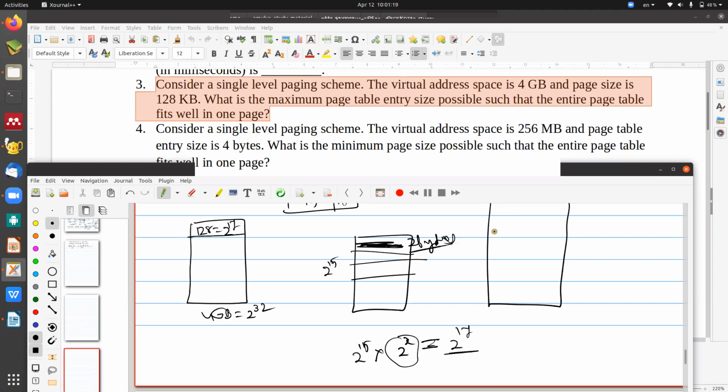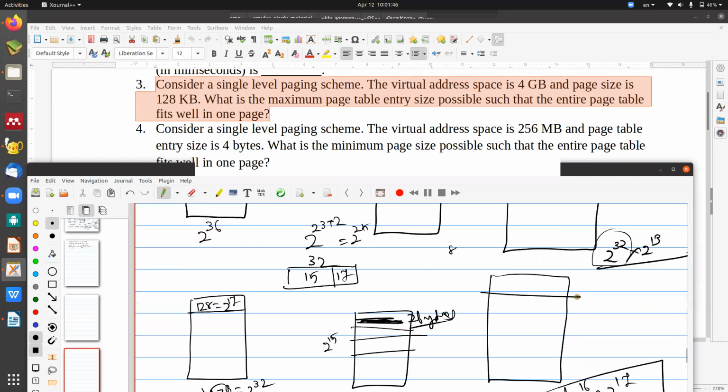Then can you tell me what the RAM size is? Quick, what is the RAM size, the maximum RAM size in this case? 2 to the power 17 into 4. 2 to the power 16 into 2 to the power 17. Is it correct? Yes, sir. Thank you very much. Because these 2 bytes mean that the address of each frame will be 2 bytes, that is 16 bits, and the page size is already given as 2 to the power 17.